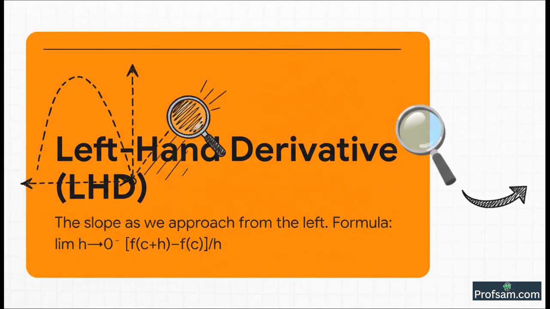First up is something called the left-hand derivative, or LHD. Just think of it like this. You're walking along the graph from the left side, getting closer and closer to your point of interest. The LHD is like asking, hey, in the split second right before I arrive, what does the slope look like? It's the slope from the immediate left.